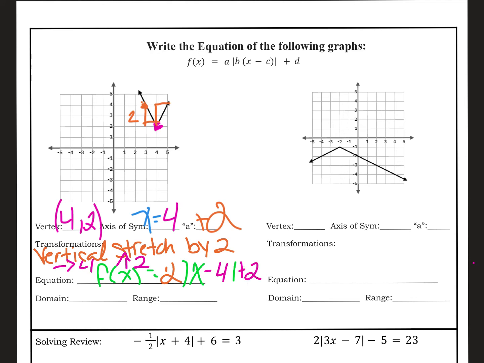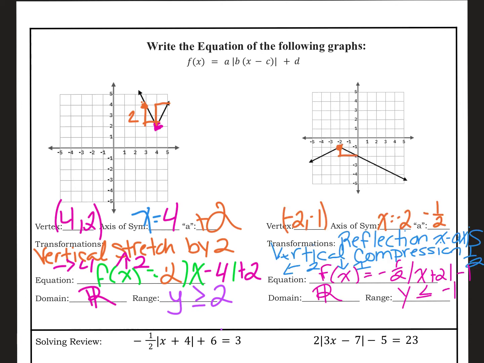So that's when finding our vertex is super helpful. Again, this is our arrows, so our domain is going to be all real numbers. And your range, how low did it go? It went all the way to 2, but our y values have to be bigger than or equal to. Go ahead and pause the video and try to do the one on the right.